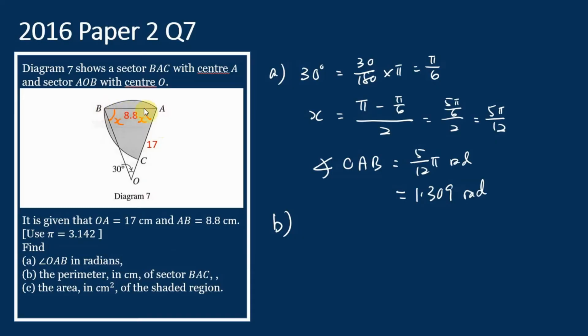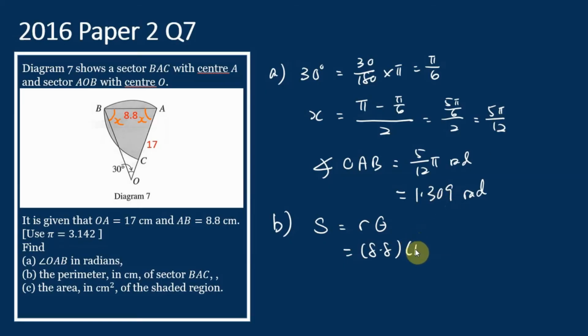Now B, we are asked to find the perimeter in cm of sector BAC. So BAC is this sector, and to find the perimeter, we know that the radius is 8.8, and we need to know the arc length. We just learned that arc length is equal to r theta, where r is equal to 8.8, and theta is equal to 5 pi over 12, or 1.309.